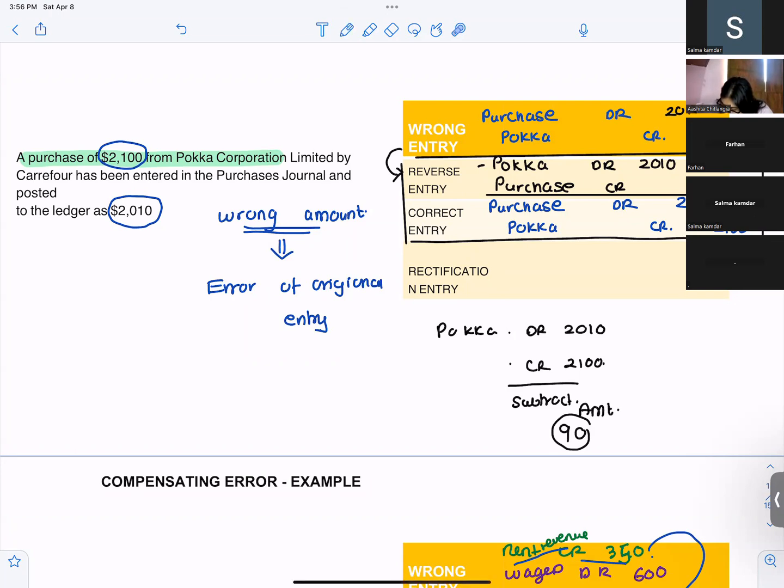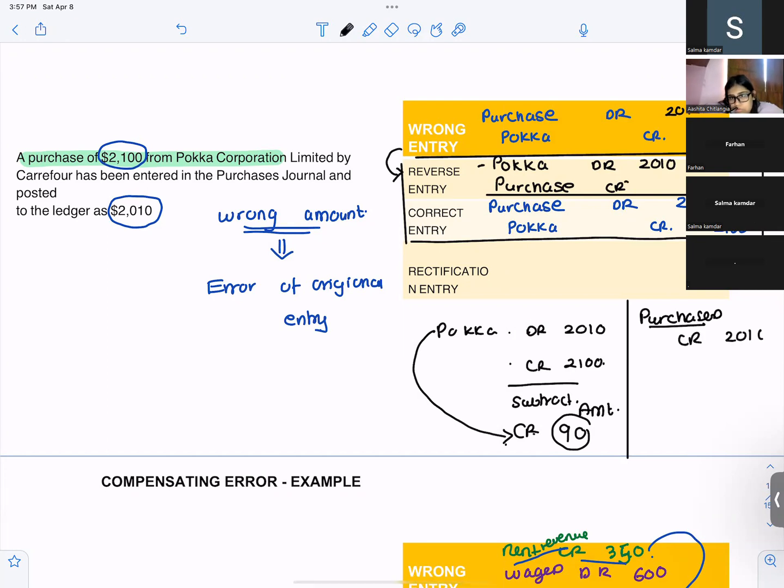Now can you tell me which side is more? Credit side. So for Poca, the difference I will put on the credit side. Okay. Do the same for purchases. Purchases debit is 2010 and credit is 2,100. It's going to be the same thing. What is the difference? 90. Which side is more this time? Debit side.